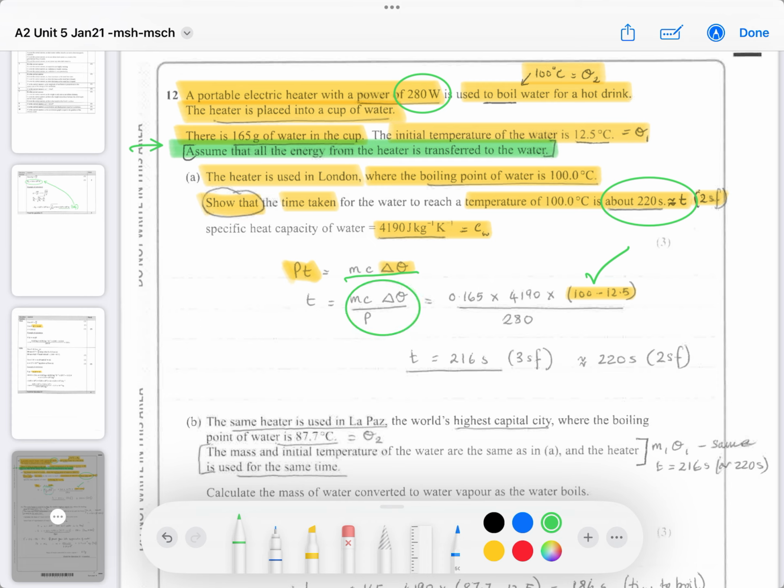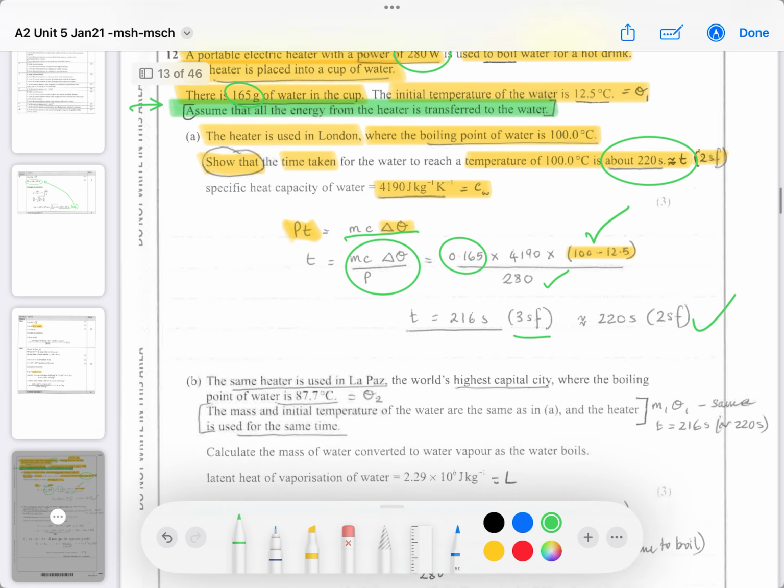We know the mass. The mass was 165 grams. Don't forget, you've got to change that to kilograms. Multiply by the specific heat capacity which they're given. So put all the numbers in correctly, you get your second mark. And then when I do it to 3 significant figures, I get my third mark, and show that it's equivalent to 2 significant figures, 220 seconds. So nice, easy question. Question 12.